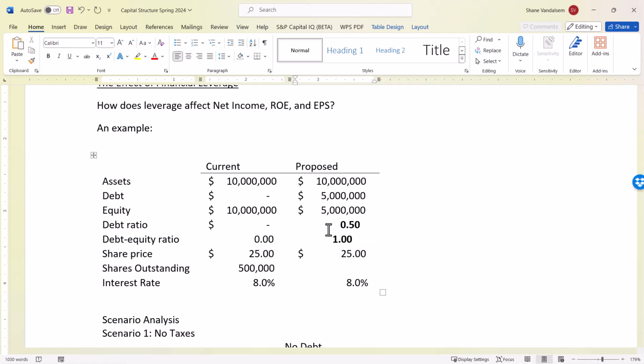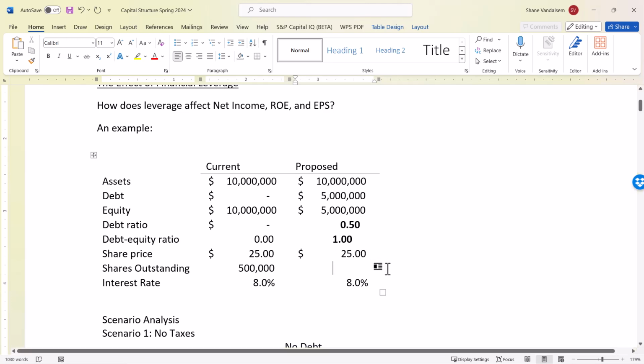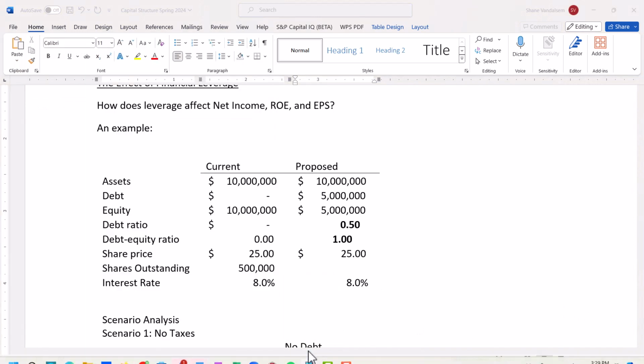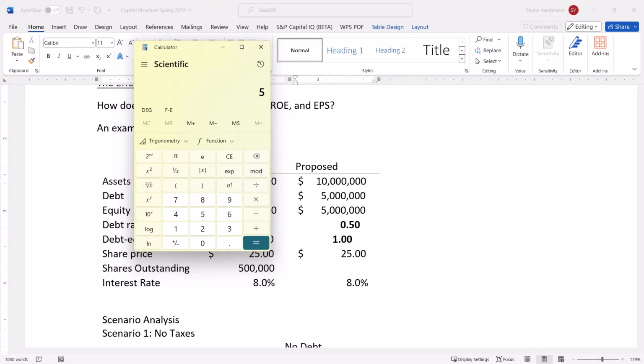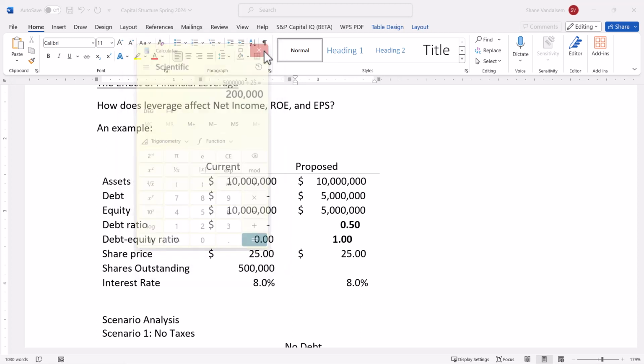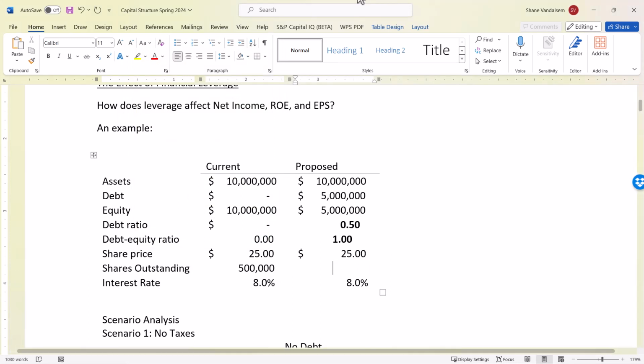When a firm repurchases its stock, it's going to buy it at the price that it's selling for in the marketplace. In this situation, the firm is repurchasing stock at $25 a share, and it's repurchasing $5 million worth. So we're going to calculate how much stock the company can repurchase. I'm going to take my $5 million in debt that I'm going to issue and divide that by $25 per share. That gives me 200,000. So the company can repurchase 200,000 shares, and the remaining number of shares outstanding will be 300,000, because it can repurchase 200,000 of those 500,000 shares that are outstanding.